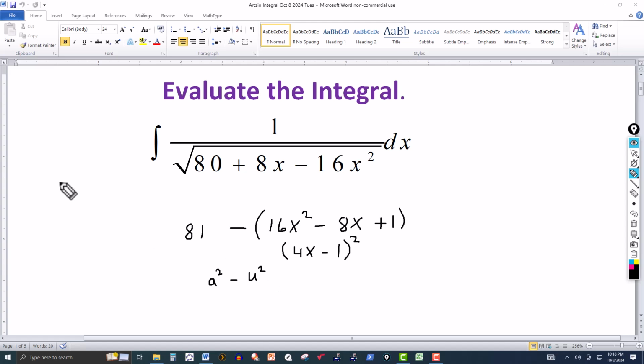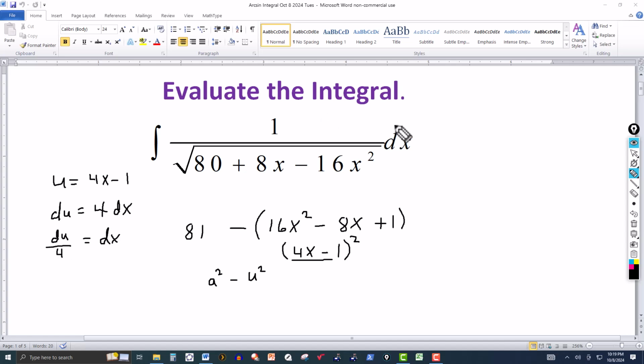But what I'm going to do is make my U-substitution so it fits that formula that we looked at. I'm going to let u equal 4x minus 1. That's this right here. So the du will be the derivative of that, which will give us 4, and then it'll be a dx. Divide through by 4, and I get dx equals du over 4.